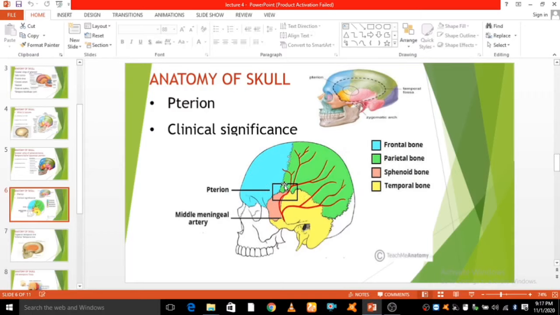This is the pterion. Clinical significance of the pterion: it is the weakest part of the skull. The anterior division of the middle meningeal artery runs underneath the pterion. Consequently, a traumatic blow to the pterion may rupture the middle meningeal artery, causing an epidural hematoma.